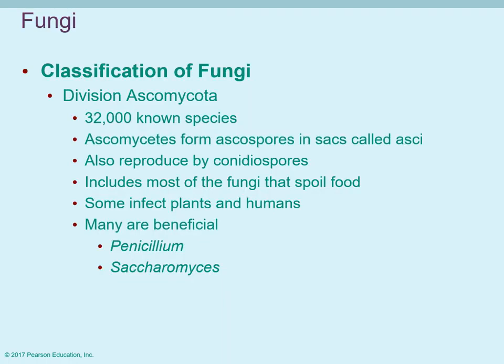The Ascomycota has over 32,000 known species, so obviously a much larger division. Typically, their spores we call ascospores, and they're contained within sacs. They can also make conidiospores, which tend to be on the end of hyphae. A lot of these are responsible for causing spoilage of food items. So they're a concern for food microbiology and agriculture. Some of them can be plant pathogens. Some of them are also human pathogens.